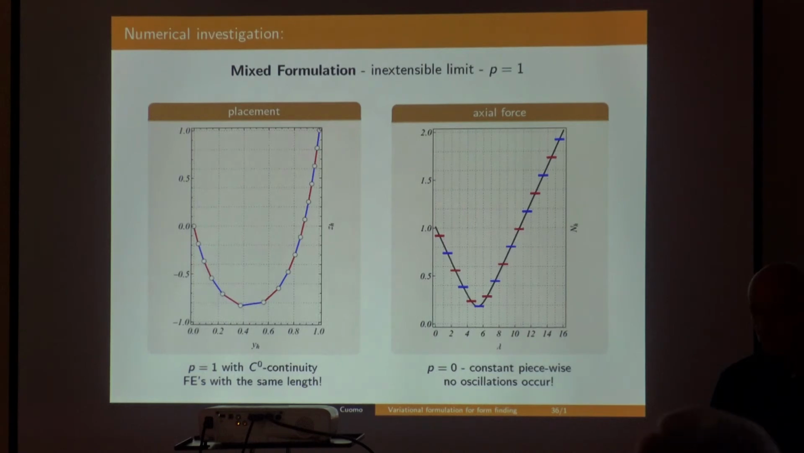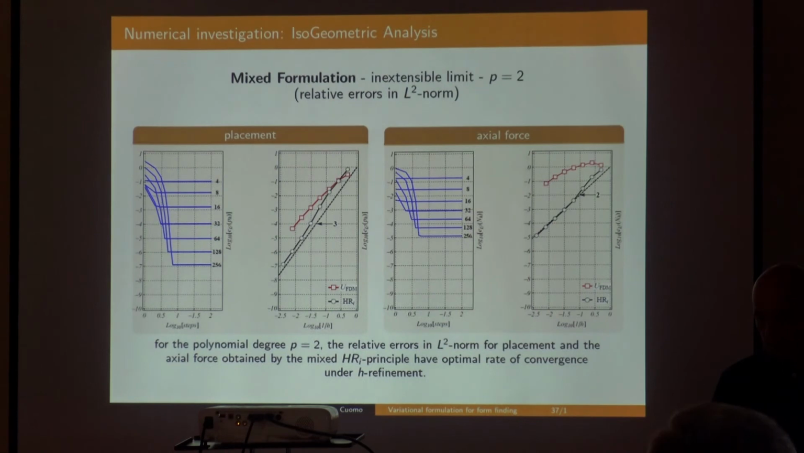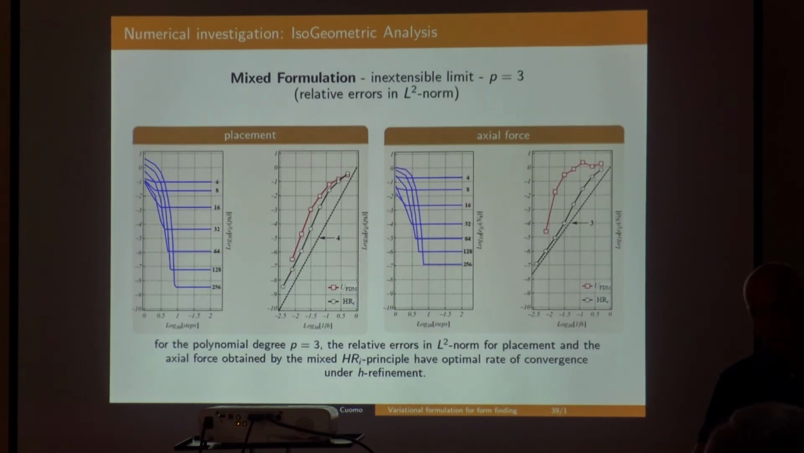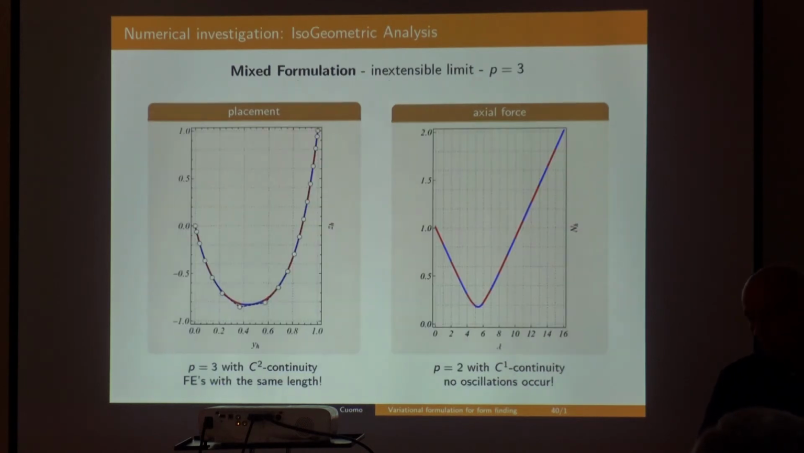So, well, these are some drawings of the displacement and the axial force. This is for degree 1. This is degree 2. Degree 3, again, the convergence is pretty. The red line is the force density method. The black line is the convergence of this mixed method, which is rather more accurate. And also, as you can see, the axial force has no oscillation at all. So this is very important from an engineering point of view. Okay, this is degree 4.